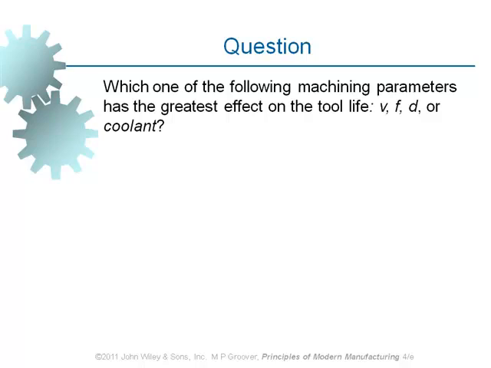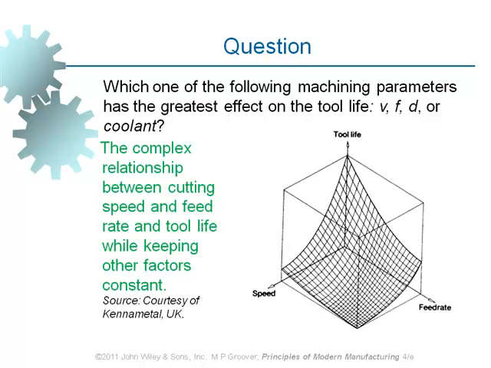Which one of the following machining parameters, which are cutting speed, feed, depth of cut, or coolant, has the greatest effect on the life of the cutting tool? Which one is it? Coolant. What else? Which one? Cutting speed. Coolant, of course, has an impact on this, but if we take these parameters into consideration, the number one parameter which plays a role in the life of the cutting tool is cutting speed.